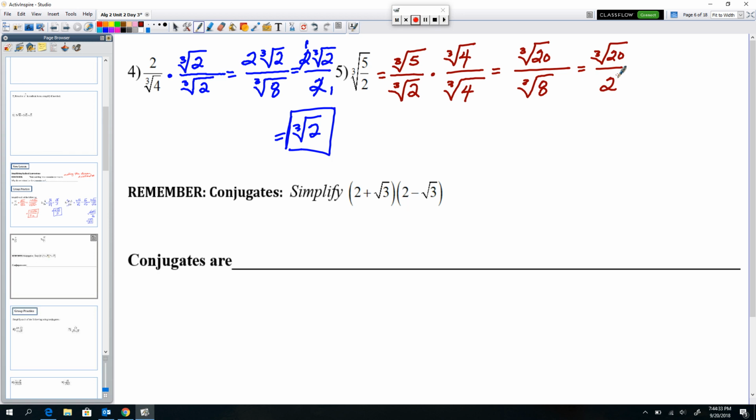And I may not reduce this. There is no crossing this 20 out for a 10 and crossing the 2 out for a 1. You can't cross the streams, okay? This is outside of a radical. This is inside of a radical. There is no simplifying there. So this is the end of that.